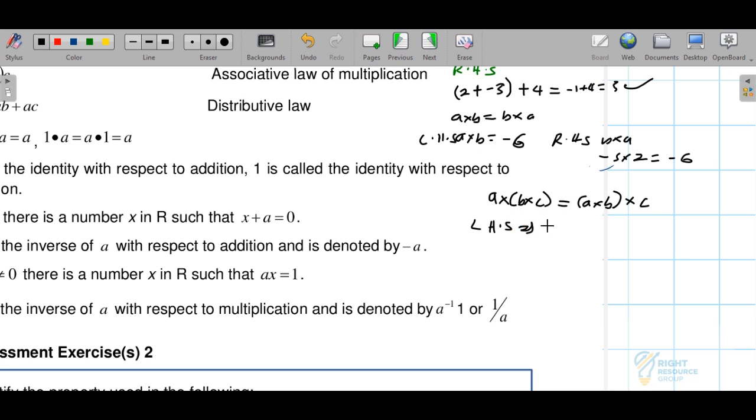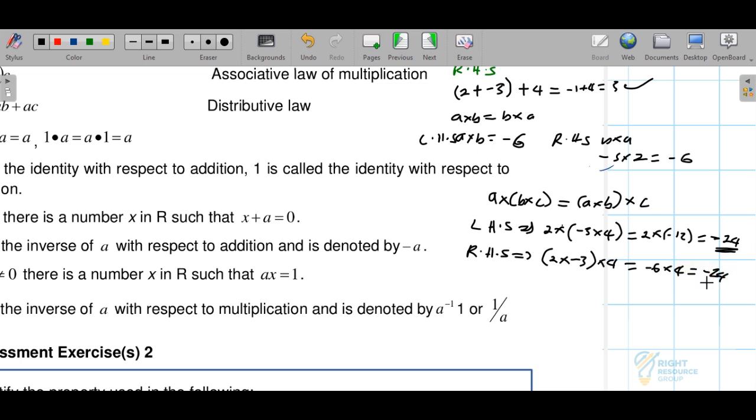For the left hand side, we have a to be 2 multiplying b, minus 3, multiplying c, which is 4. This is going to be equal to 2 multiplying minus 12, which is equal to minus 24. So let's check the right hand side now and compare our answer. We have 2 multiplying minus 3 multiplying 4, which is minus 6 multiplying 4, which is also minus 24.